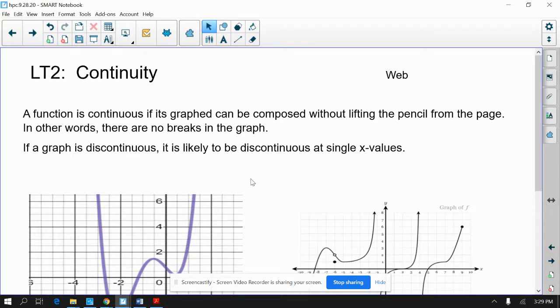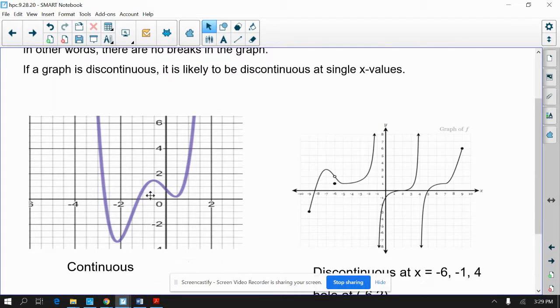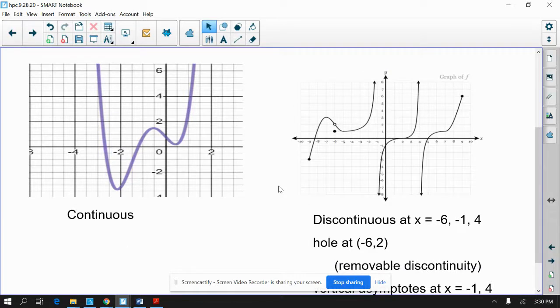Okay, continuity. A graph is continuous if you can draw it without lifting your pencil. This is continuous all day long. I can draw this purple graph 100 times again without ever lifting my pencil. This graph is not continuous, and the reason why is that I would have to lift my pencil to draw all these parts. And the breaks occur at x values. You have to think in terms of x values as usual.